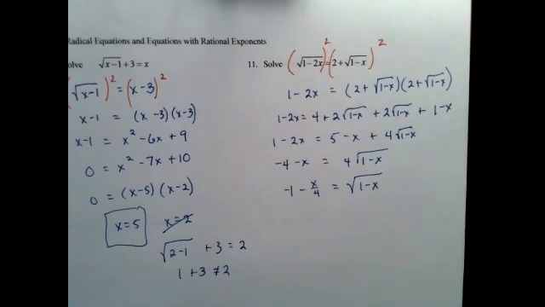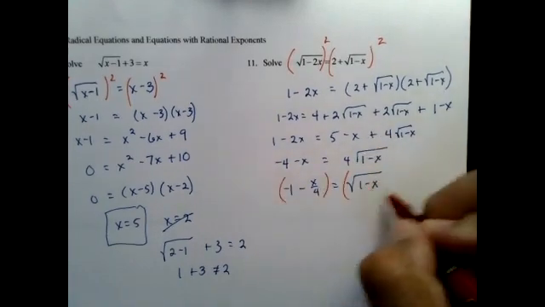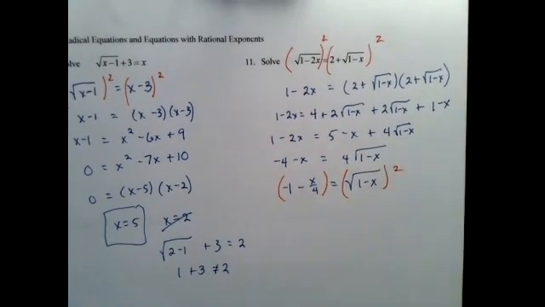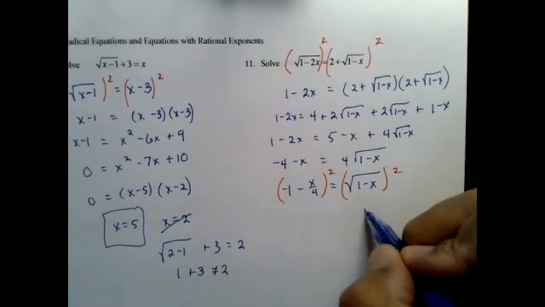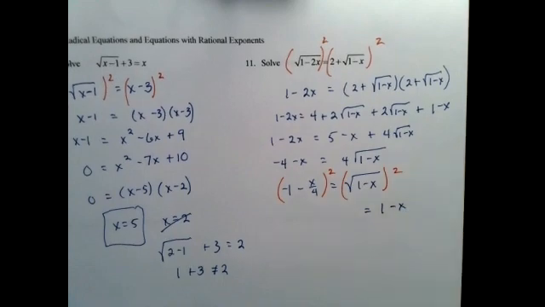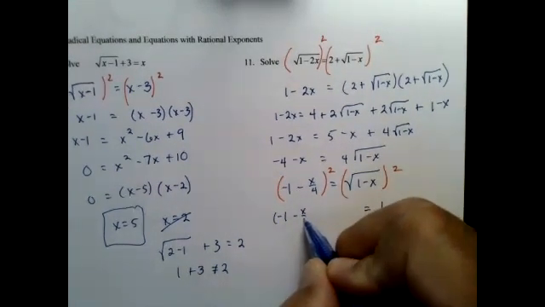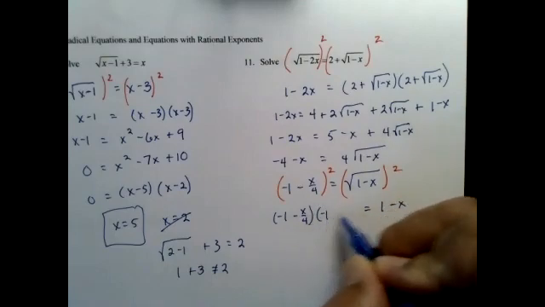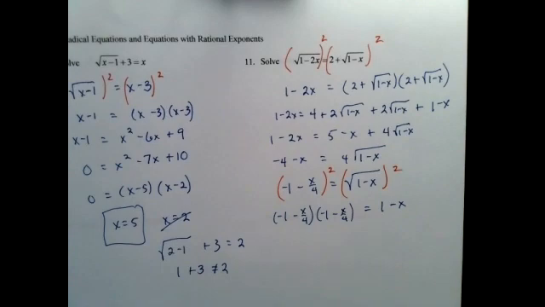This is brutal. I had to square it twice. Well, here's the second squaring, right? Because when I square here, this is going to get rid of my radical. And my right side is going to be 1 minus x. My left side isn't so pretty because I have to multiply this by itself. And cha-cha-cha.